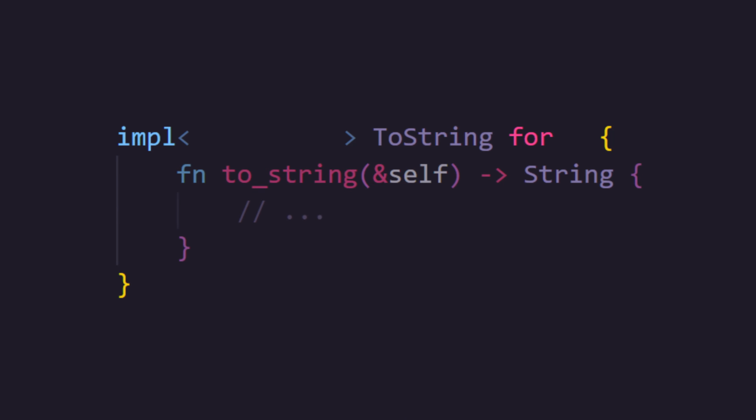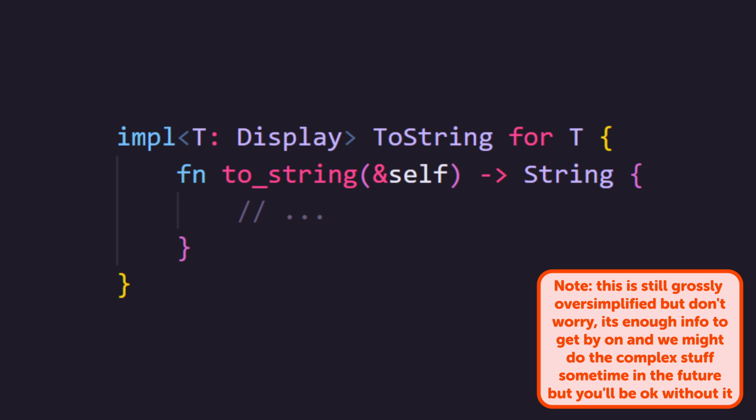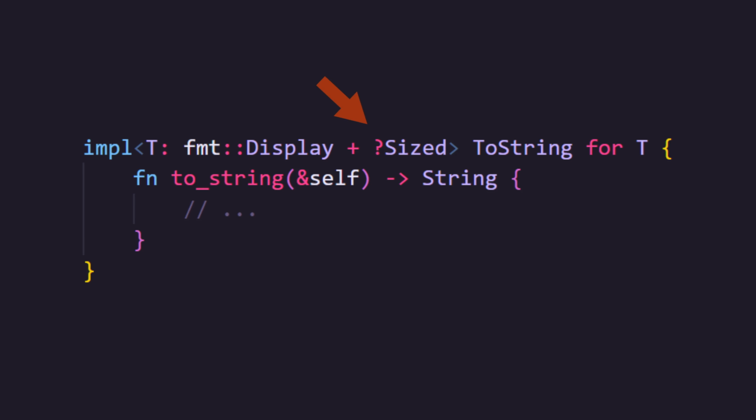While trait bounds usually have a restricting effect on what types can be used in the concrete implementation, this has a widening effect. For example, in the last video, I mentioned that I was printing a simplified version of the ToString implementation for all types that already implement Display. This was because I left out the ?Sized trait bound, so the ToString implementation actually looks more like this. The plus means that the type T must abide both trait bounds, so T must implement Display, but also does not need to be Sized.